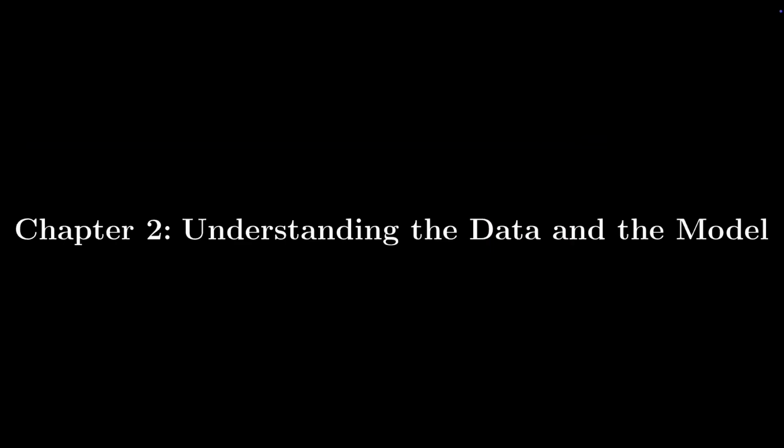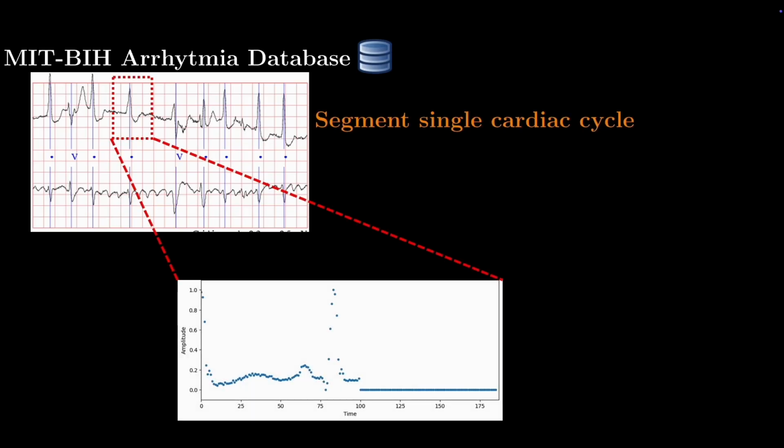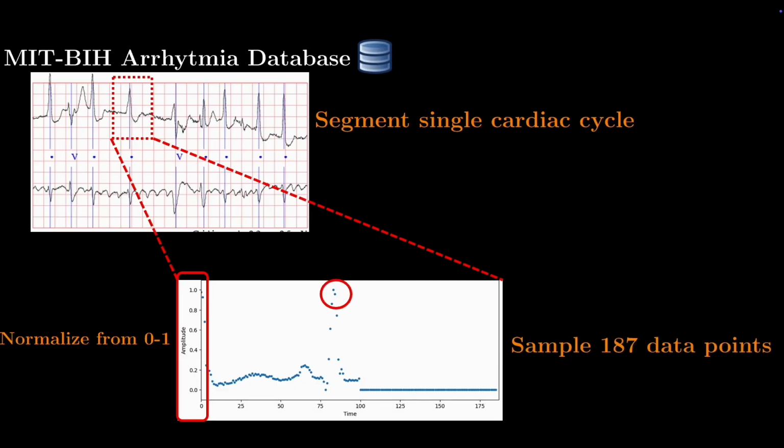To train an AI for this task, we need a large and reliable data set. For this project, we use the MIT-BIH Arrhythmia Database, a well-known collection of ECG recordings. It contains 48 half-hour ECG signals recorded from 47 different people between 1975 and 1979. Each ECG recording is pre-processed so that the voltage values are normalized between 0 and 1, and every sample contains 187 data points, representing a short window of the ECG signal.